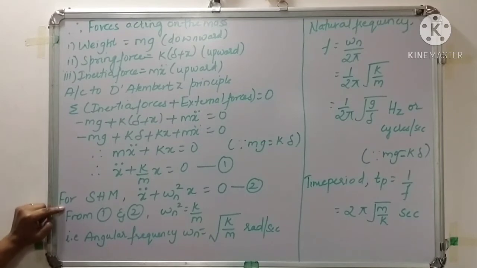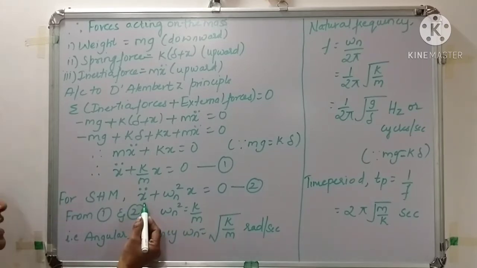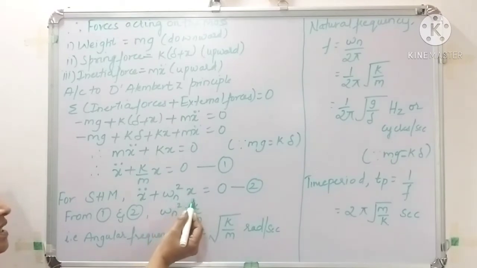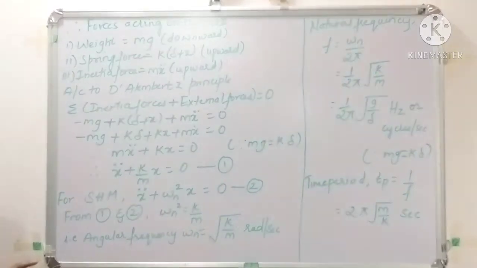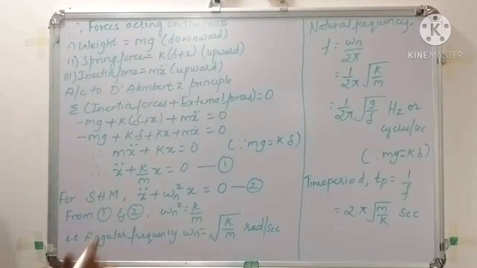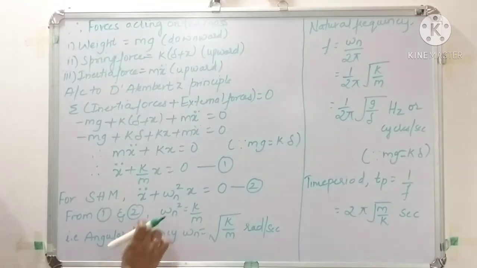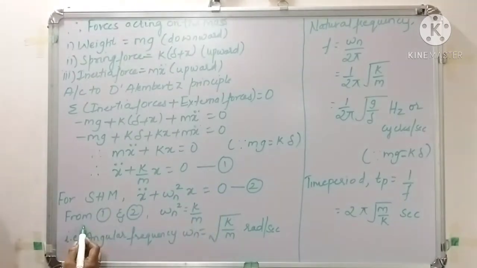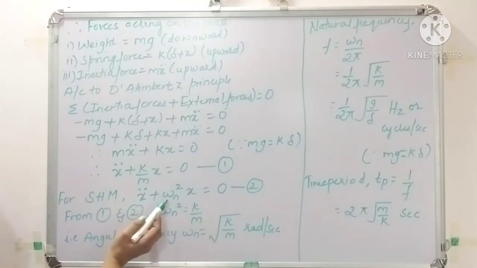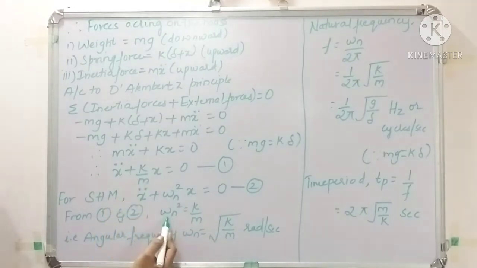Coming to our previous discussions, we know that the equation for simple harmonic motion is x double dot plus omega n square into x equals 0. This is our standard equation. Let me call that equation number 2. If you compare equations 1 and 2, what do you get? We observe that omega n square is equal to k by m. So using this, you can find out the angular frequency.